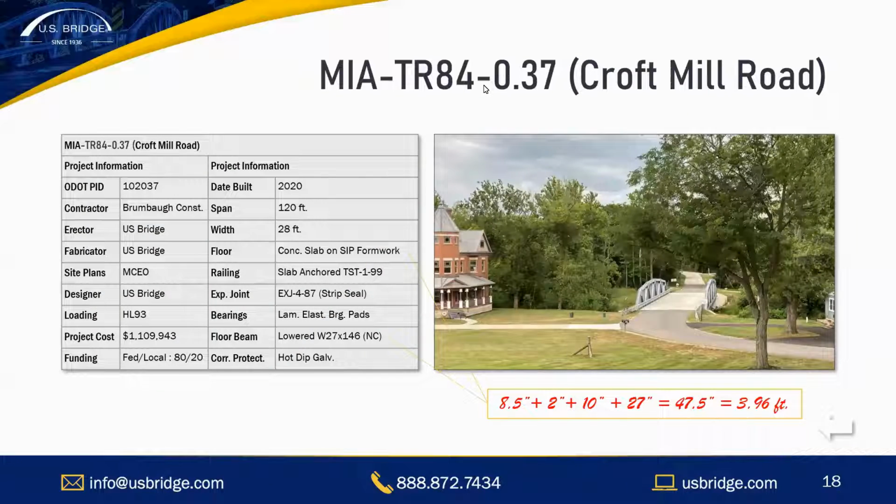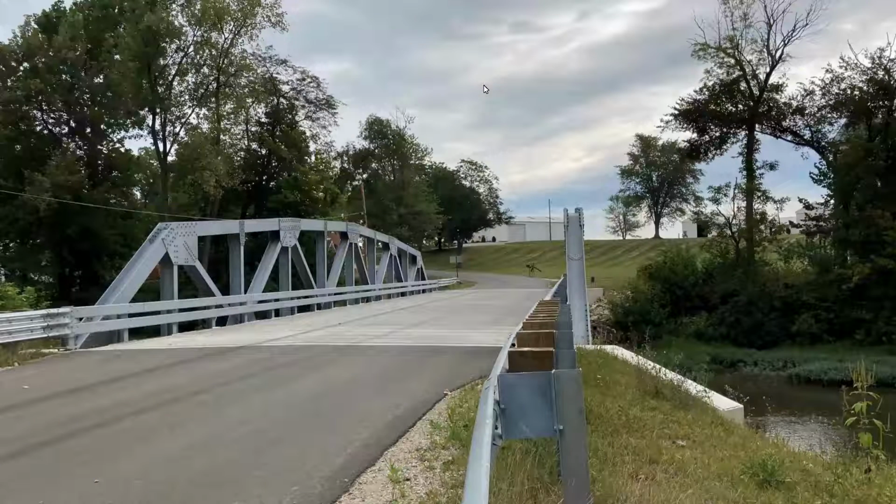Now we take a look at Miami County Croft Mill Road, built in 2020. It also is a deck slab built on stay-in-place formwork, again using some ODOT details like strip seal for the expansion joint and twin steel tube railing along the roadway. Its depth was 3.96 feet. It was $1,109,000 back in 2020.